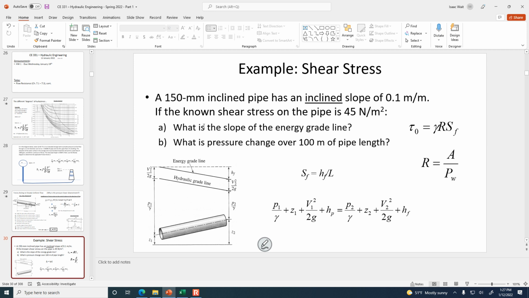So the first thing we want to do is rearrange this to solve for S sub F, the slope of the energy grade line. And in a sense, this is kind of an artificial example because you can't directly physically measure the shear stress of the water. There isn't a sensor that you can dip into the water and measure the shear stress. And so this is just kind of an abstract example to get you acquainted with applying this formula and understanding what the different parts are. But let's say that we did know the shear stress of the water in the pipe, and from that we want to know the slope of the energy grade line.